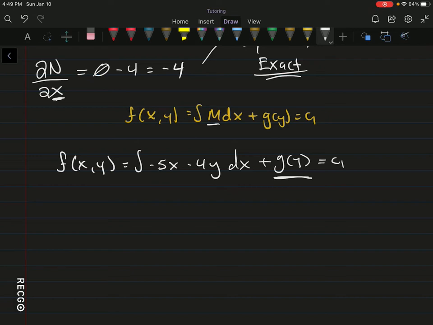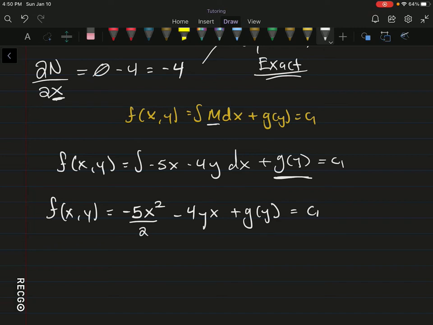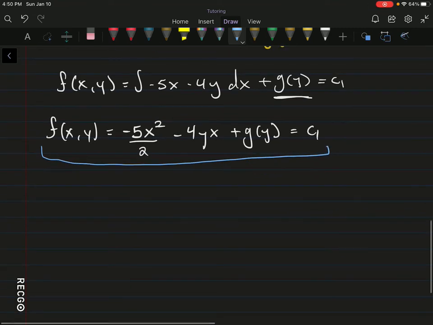the integration here. So f of x comma y, we take the integration with respect to dx, so minus 5x squared over 2 minus 4yx plus g of y equals c1. This here is the format of our final answer. From here on, all that we're trying to look for is the value of this. And in the end, we'll plug it back into this equation here.